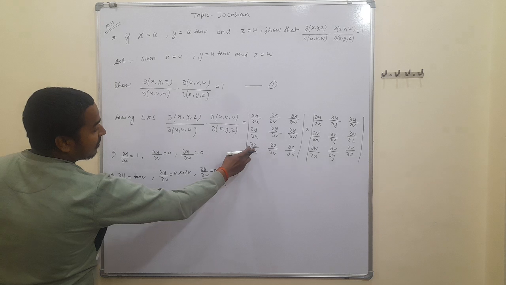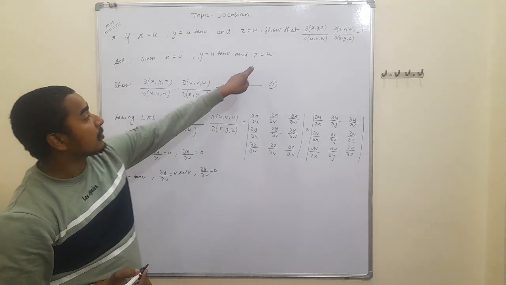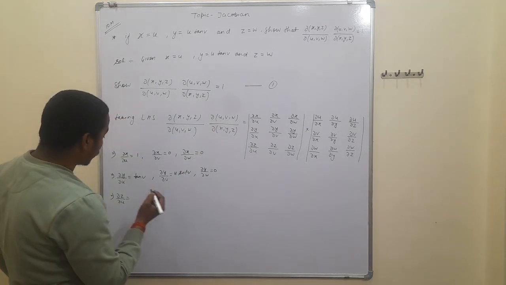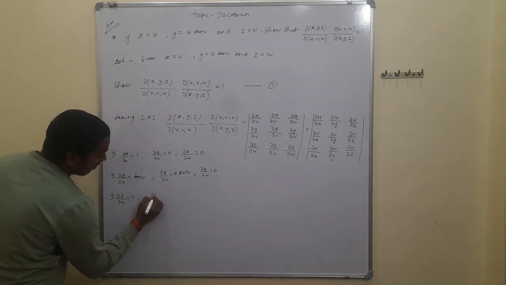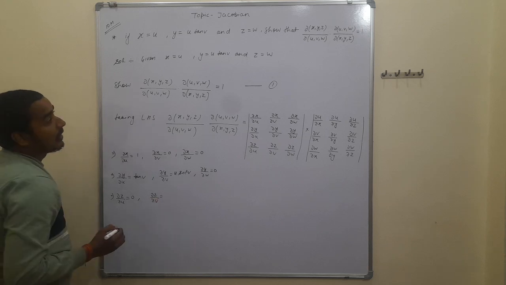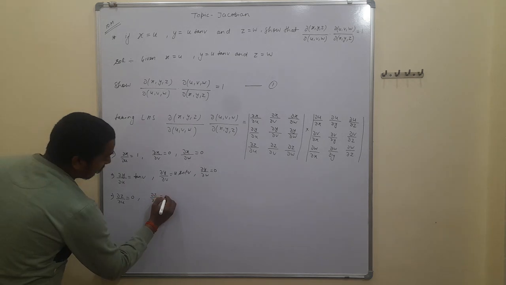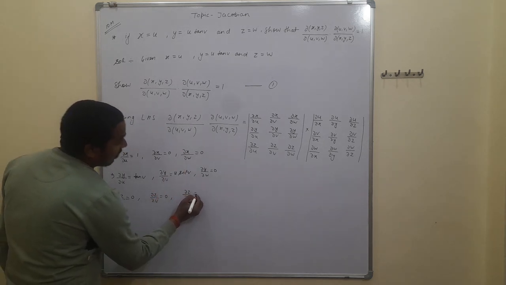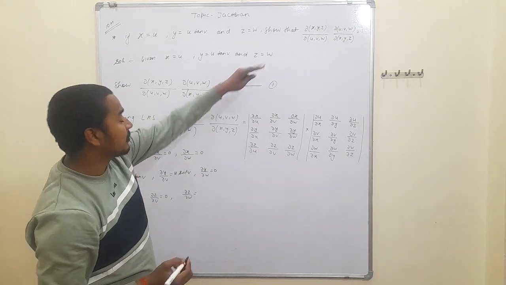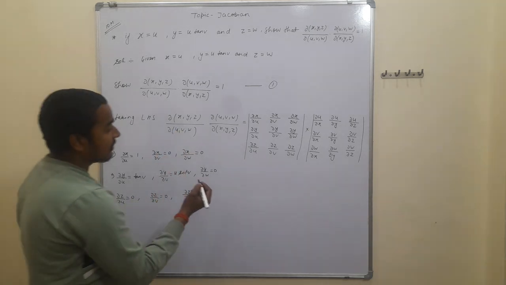Further we have to find del z upon del u. Differentiating z is equal to w with respect to u, that is 0, as there is no coefficient of u. Further, del z upon del v: again differentiating z is equal to w with respect to v, v is not present, so we write 0. And del z upon del w: differentiating z is equal to w with respect to w, that is 1.